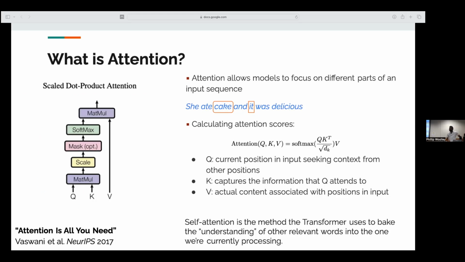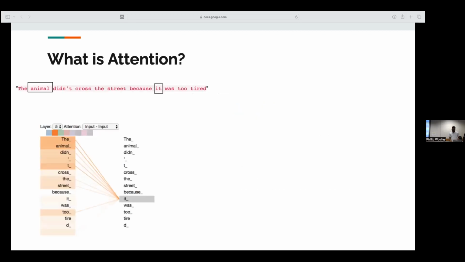So what self-attention does is that it's a method the transformer uses to bake the understanding of other relevant words into the one that we are currently processing, right? So here's what Clay was talking about.